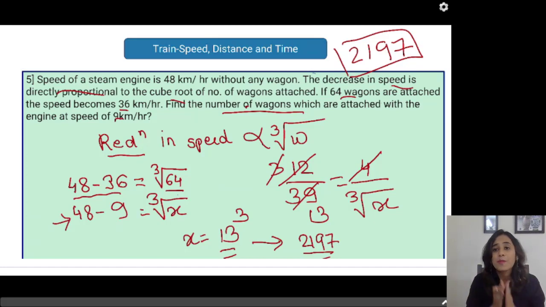Trains was an easy one. If you understand the concept of relative speed and speed, distance and time, then train questions are one of the most easy questions to solve.